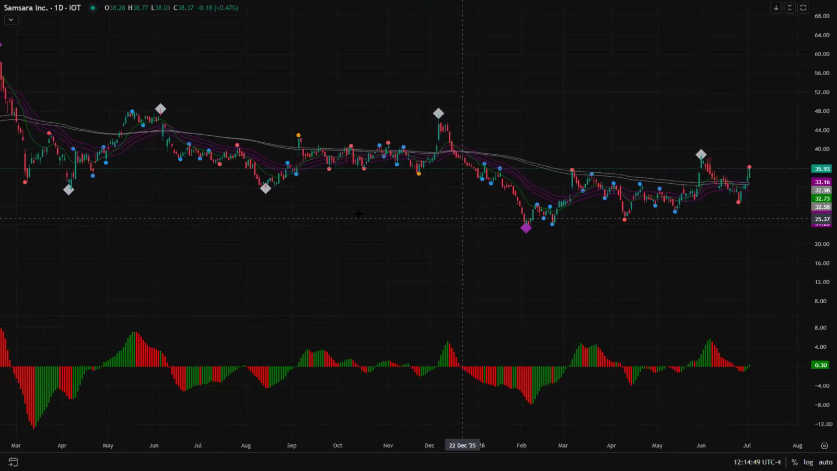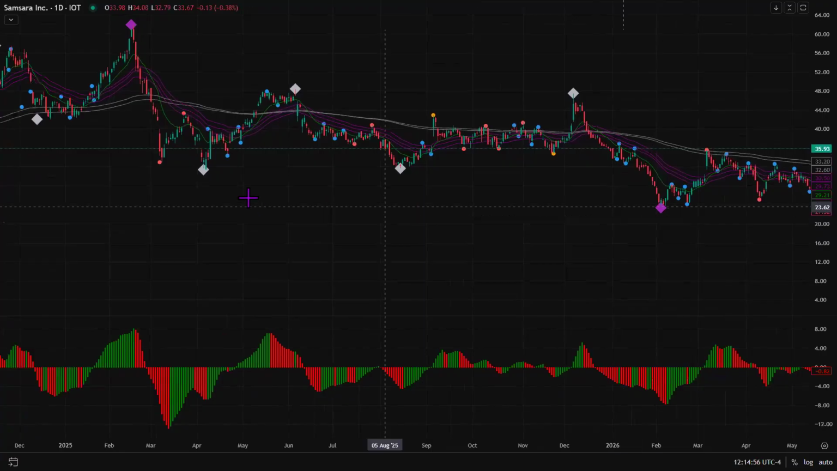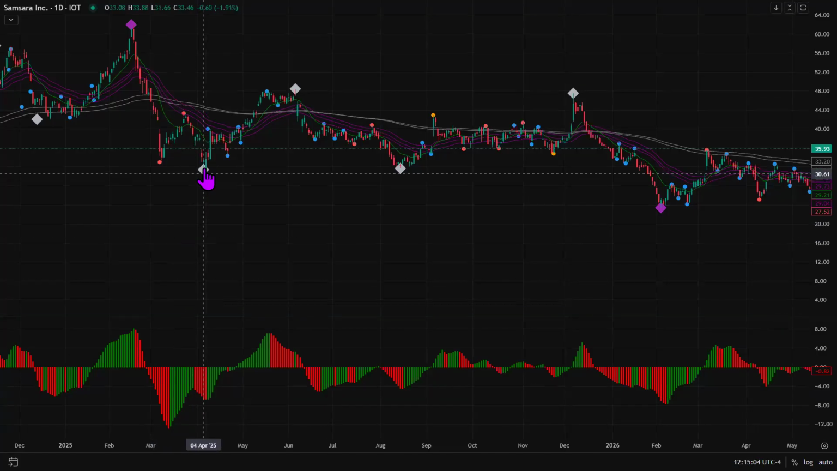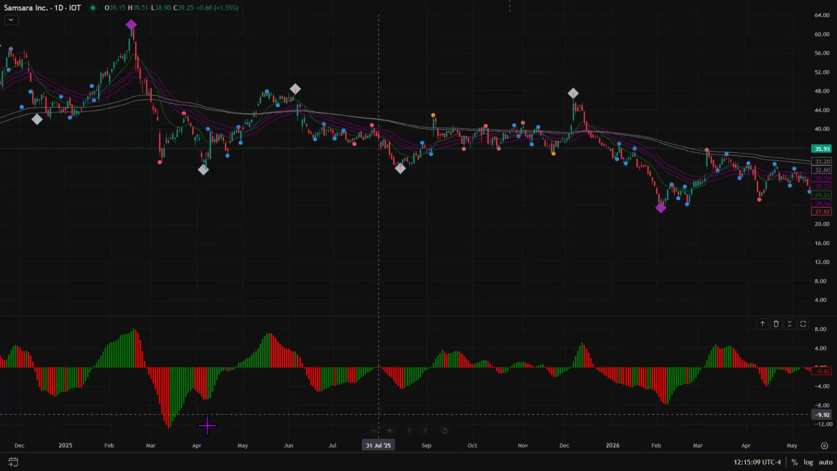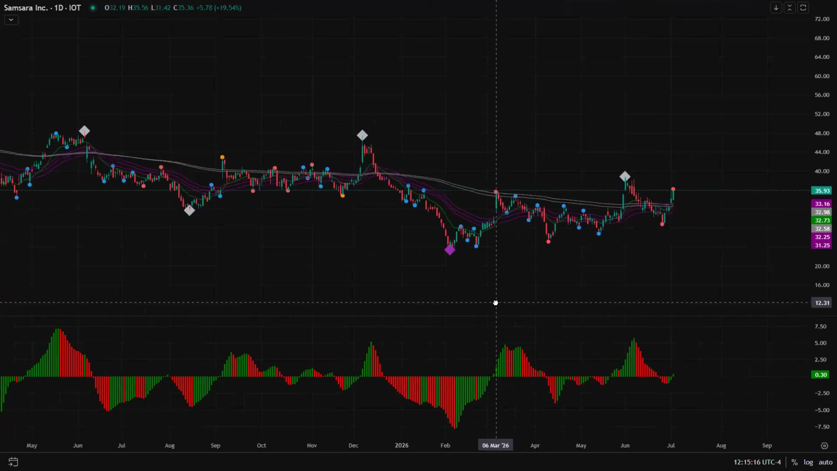Divergence would mean that if we have a peak in the oscillator over here, actually, okay, this is interesting. If we go back to here, we do have divergence. Here we made a low, and then we made a lower low over here. We do have divergence. That's interesting. Okay, we have divergence. So it's important to look for divergence. And when this wave starts to cross back above the tunnel, that's a positive sign.